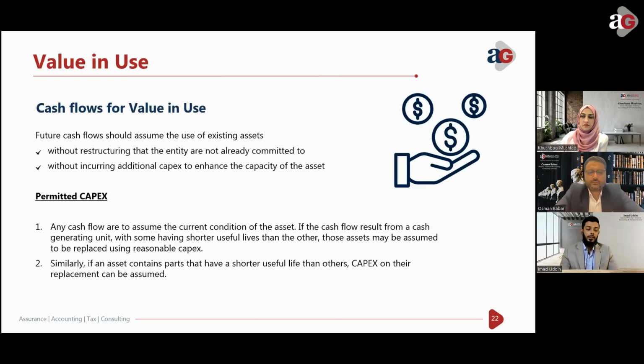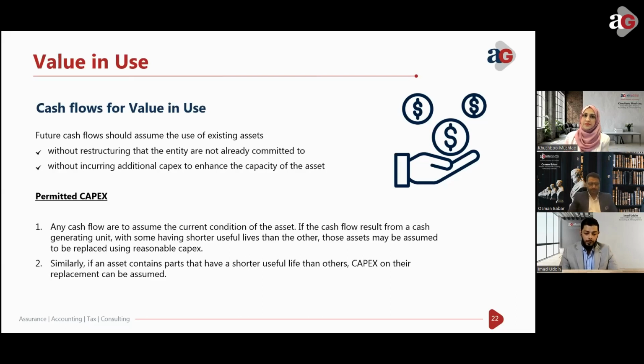Now, what exactly is the permitted capex? Because again, we have to compute the value in use of the existing assets. We do not have to assume significant increase in assets or significant increase in capacity. So first of all, any cash flows are to assume the current condition of the asset. You cannot assume a better condition if their productivity is maximum. If their maximum capacity is 80% of their ideal capacity, then you have to assume that. And again, you cannot assume everything out of the blue. If the market conditions say that you would only be able to sell 60% of your capacity, then you will have to limit your assumptions to that.